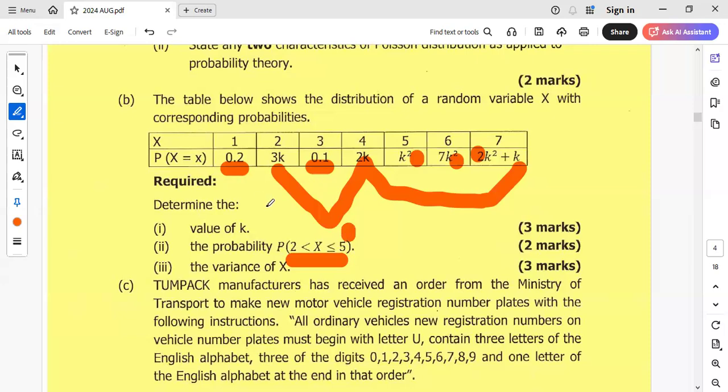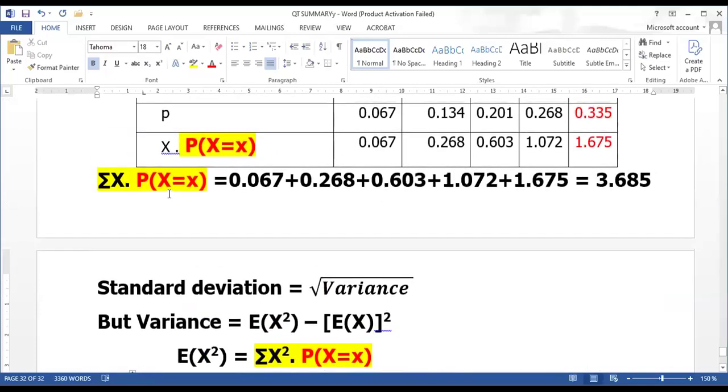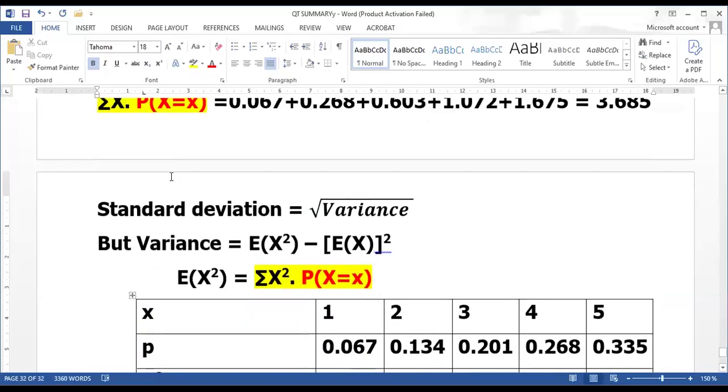You will be having the probabilities, because after getting k, you substitute and get the probabilities for each value of x. Then to get variance, I believe now you are okay. To get variance, it is the expectation of x squared minus the mean squared. So to get that variance, you will apply this approach.